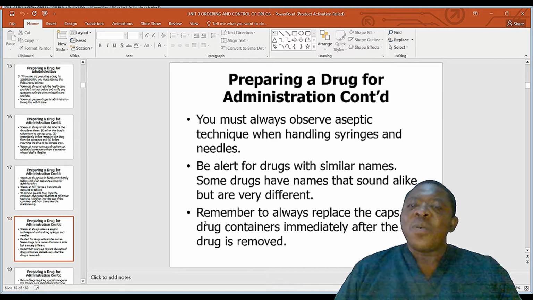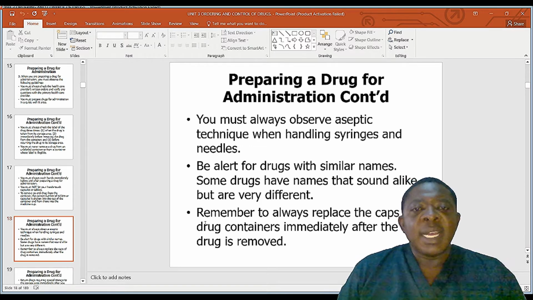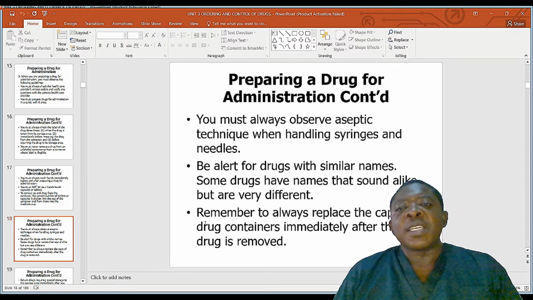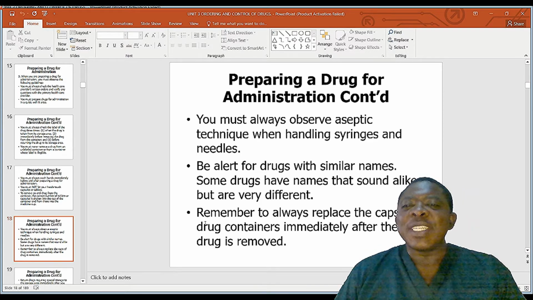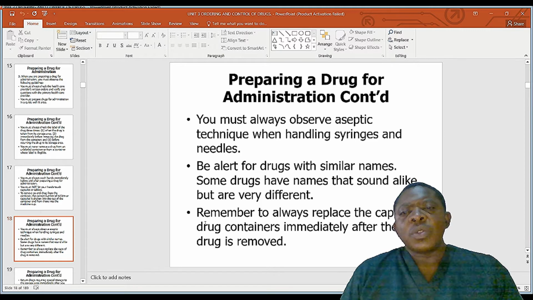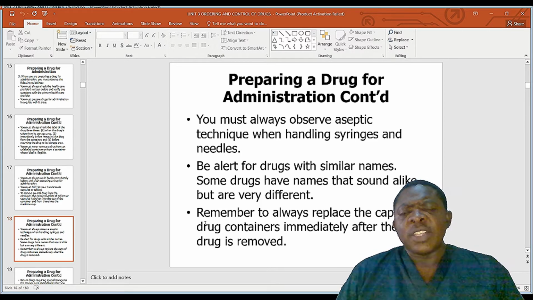You must always observe aseptic technique when handling syringes and needles. Okay, aseptic, avoid sepsis, so avoid infection. So you need to ensure that there is no cross infection as you take out these drugs.